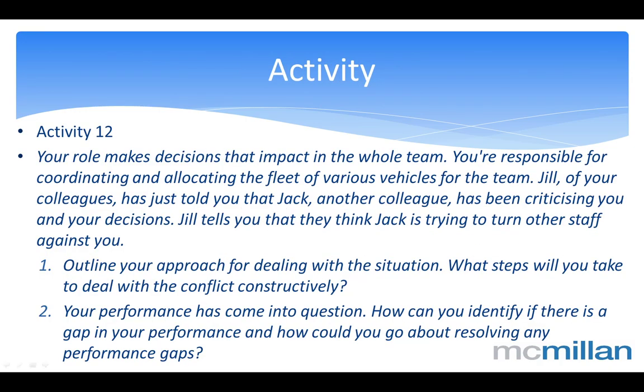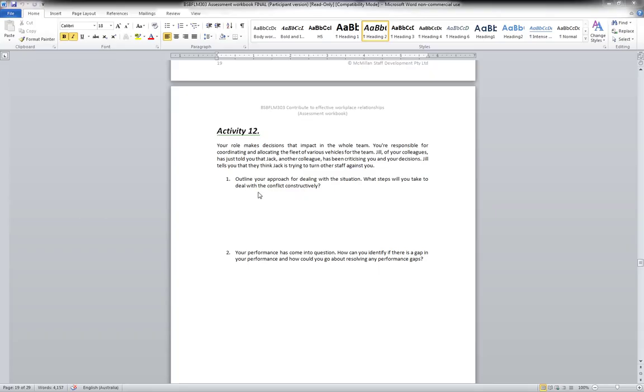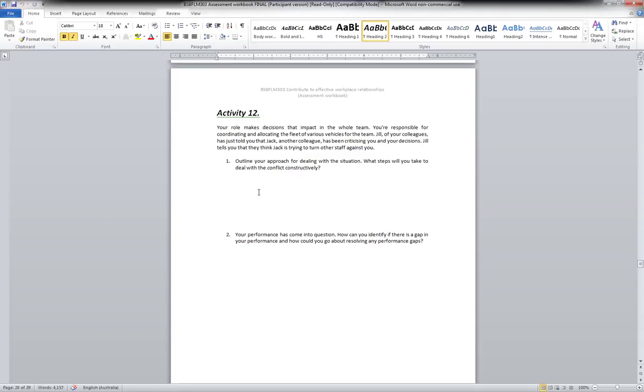And then we're up to activity 12. Your role makes decisions that impact the whole team. You're responsible for coordinating and allocating the fleet of various vehicles for the team. Jill, one of your colleagues, has just told you that Jack, another colleague, has been criticizing you and your decisions. Jill tells you that they think Jack is trying to turn other staff against you.